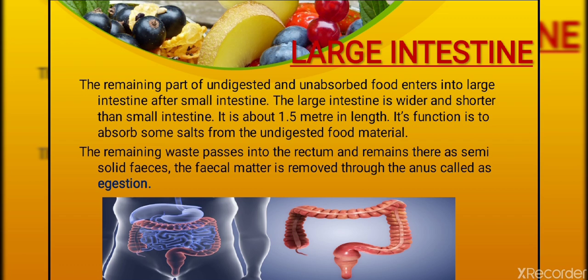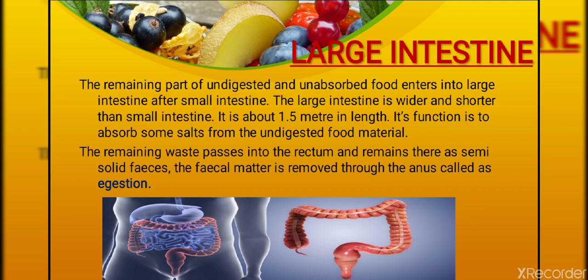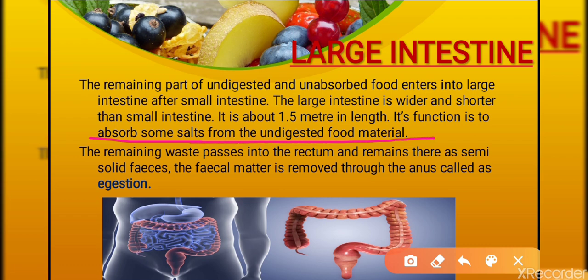Next organ is the large intestine. Students, the remaining part of the undigested and unabsorbed food reaches the large intestine. The large intestine is wider and shorter than the small intestine as you are seeing in the picture. It is about 1.5 meter in length. And what is its function? Its function is to absorb some salts and water from the undigested material.